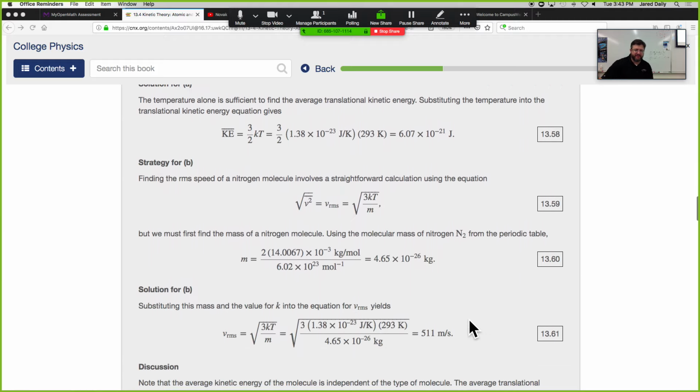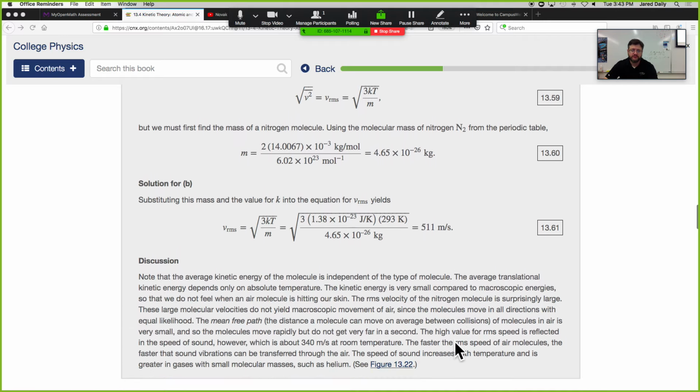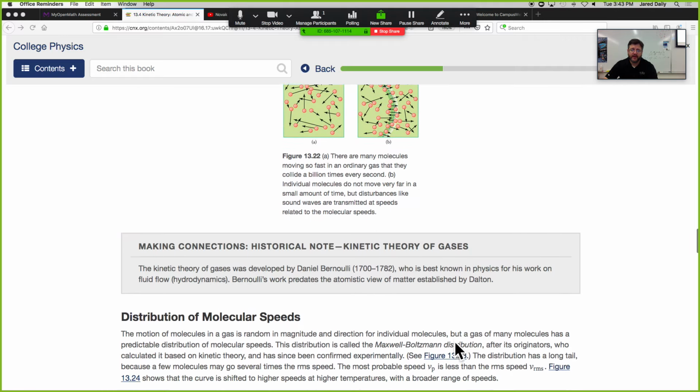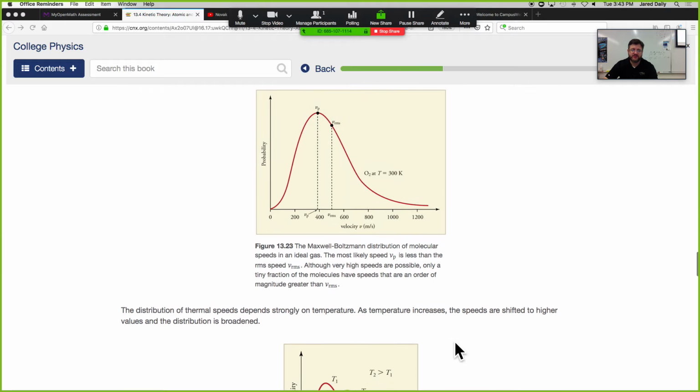So that's the speed of particles in this room, 500 meters per second right there. Most of the gas in this room is nitrogen.